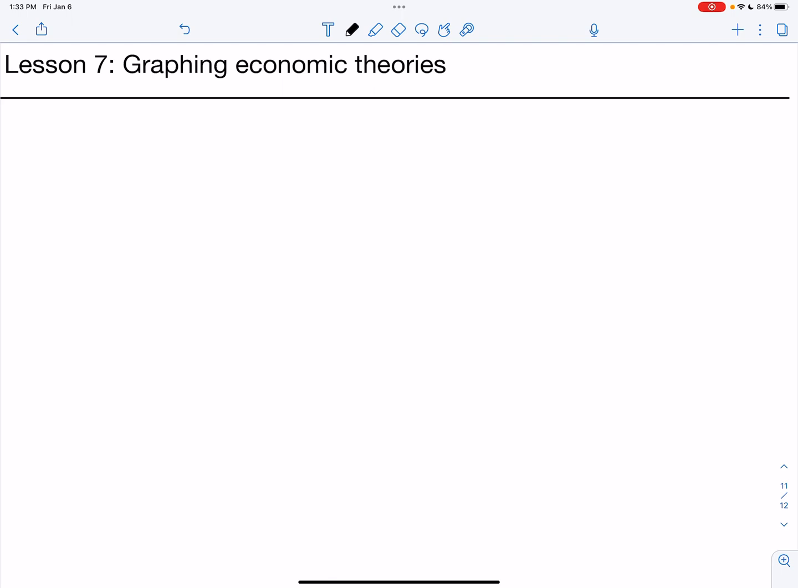These points of data were presumably obtained by an economist actually going out into the real world, finding out what's actually true about it, and then representing it visually. Graphing economic theories is going to be a little bit different because it's going to be more mathematically abstract. Usually we won't be dealing with discrete points of data, so individual points, but actually continuous data, so things like lines and curves.